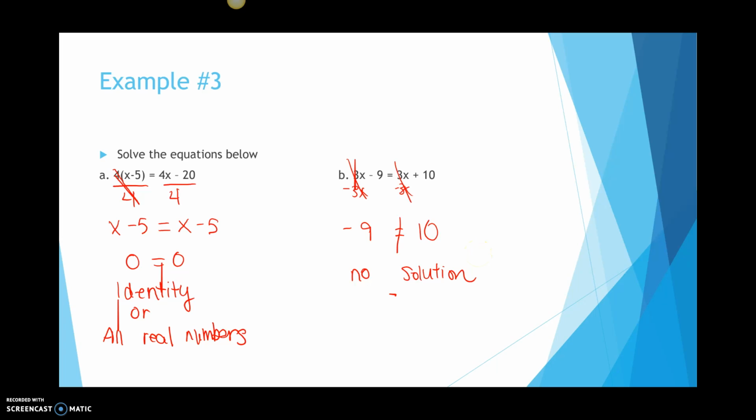So that's what it looks like as an identity where the left and right side equal each other. Or if they do not, that would be a no solution. Or if you do get x equaling a value, that would be one solution. And that's what this section is all about. We'll talk more about it in class.